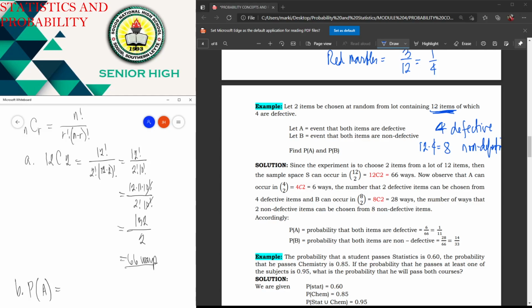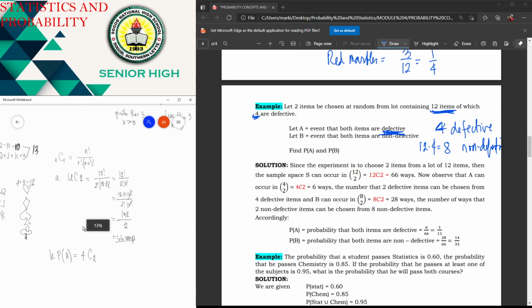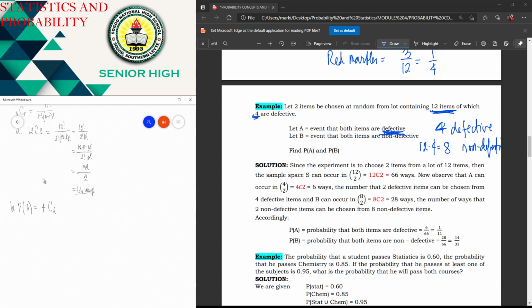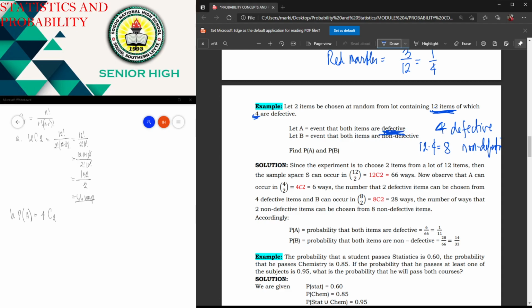Since we are going to talk about defective, both items are on the defective, so we are not going to use 12 because we are just going to make use of the defective. Since there are 4 defective, and we're going to get 2 items, that is 4 combination 2. Again, we did not use 12 because there is a restriction that we're only going to get 2 items from the defective.